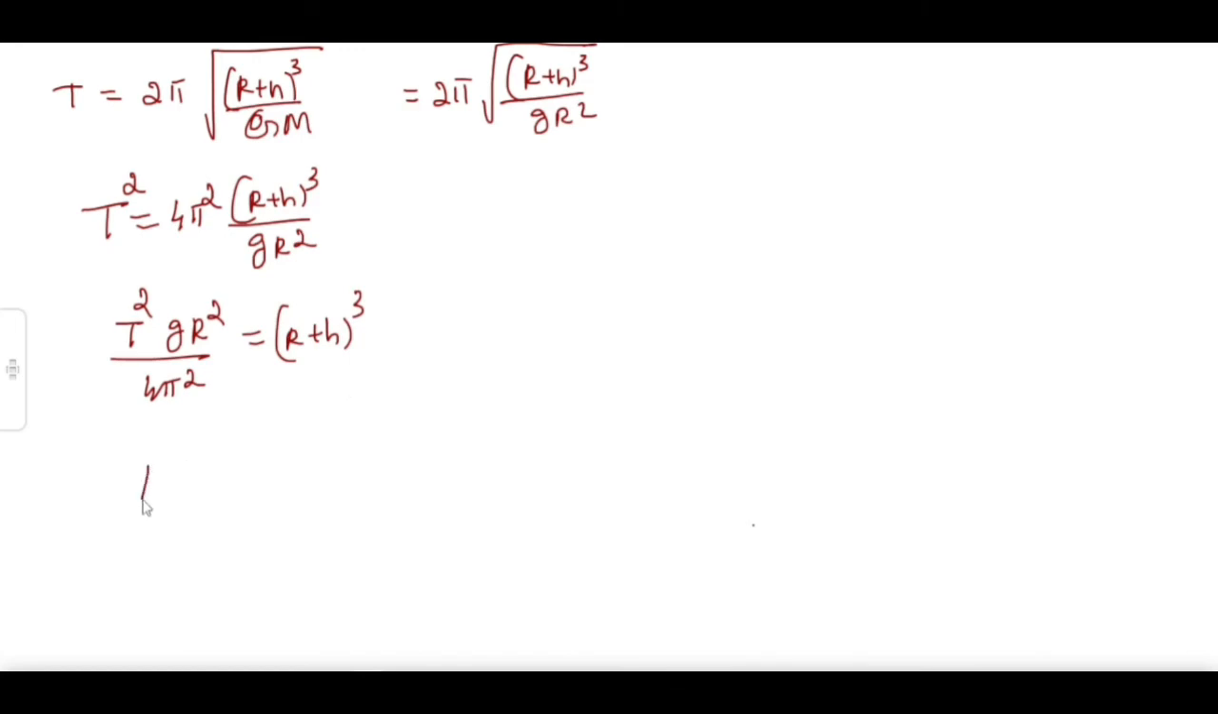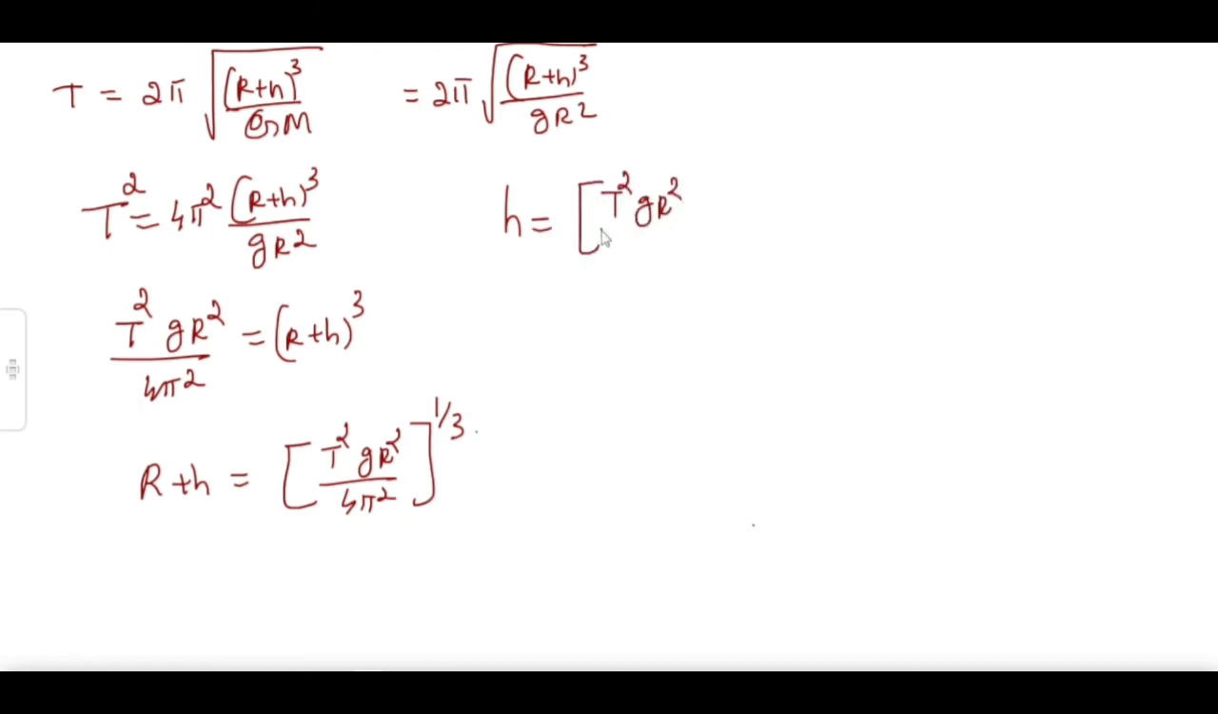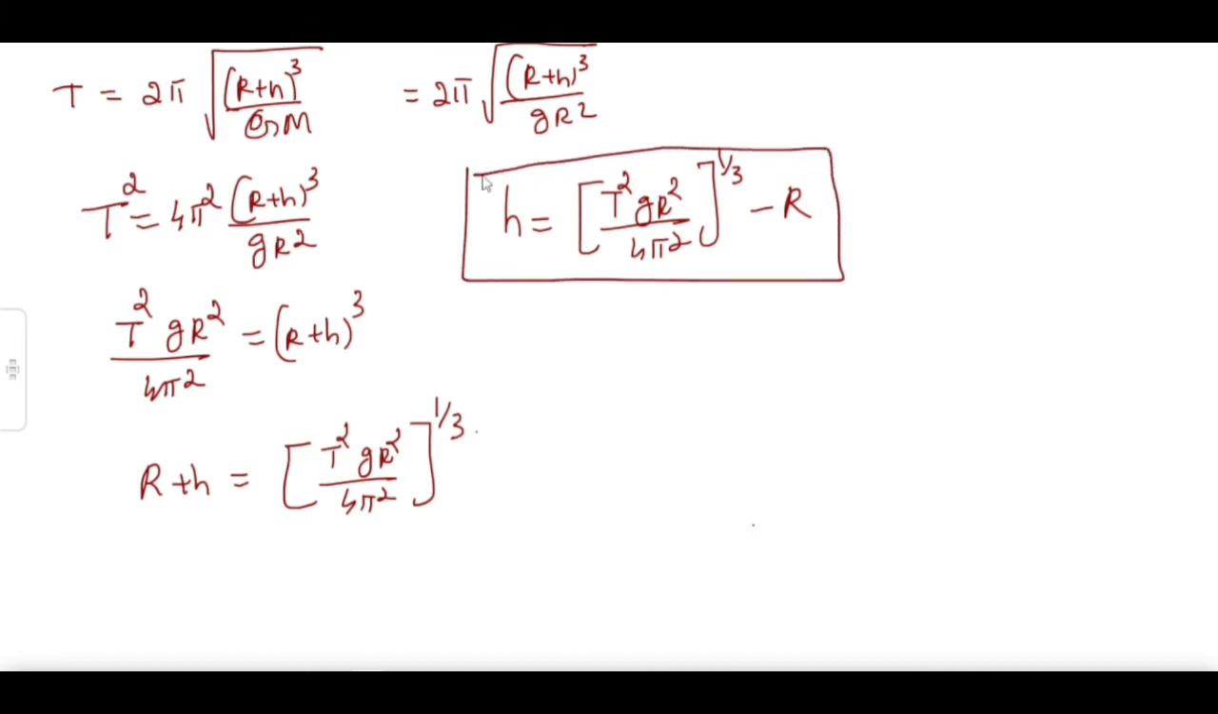So the equation becomes R plus h is equal to (T square gR square divided by 4 pi square) raised to 1 by 3. Therefore, we can calculate the height of the satellite: h is equal to cube root of (T square gR square divided by 4 pi square) minus capital R. This is the formula for calculating the height of the satellite.